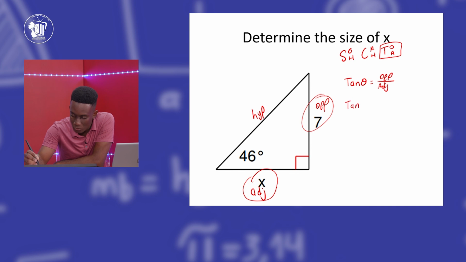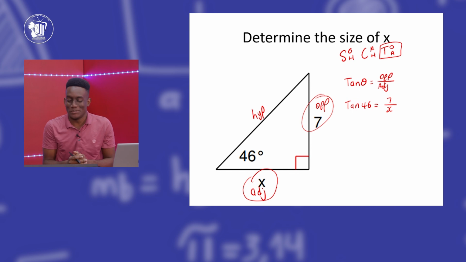So tan theta, tan 46, is equal to the opposite, which is 7, over the adjacent, which in this case is x. So now we want to solve for x. Unlike the previous example, we don't have the number in the denominator. We have the unknown in the denominator. So we can just do two steps to solve for this.